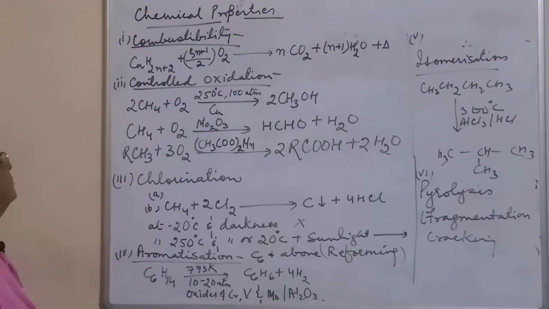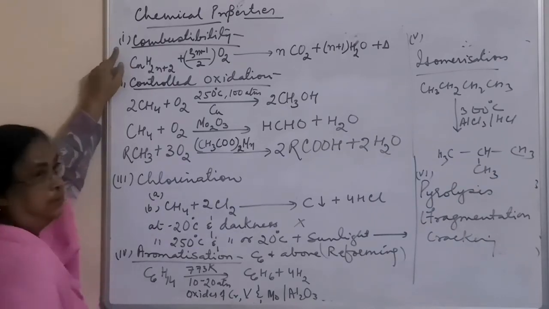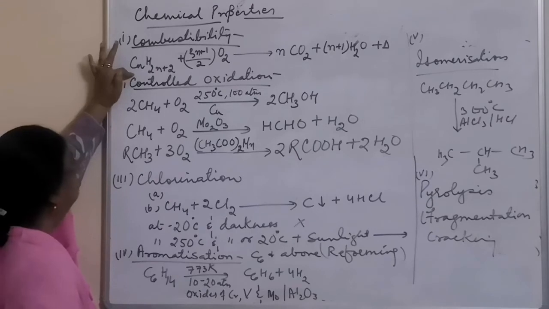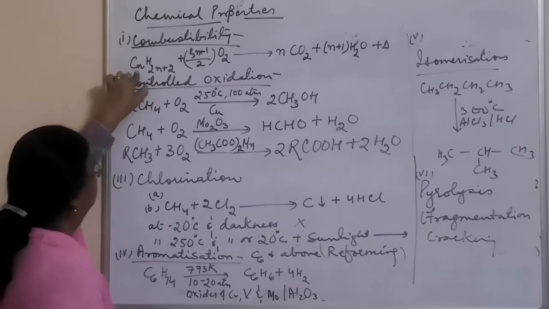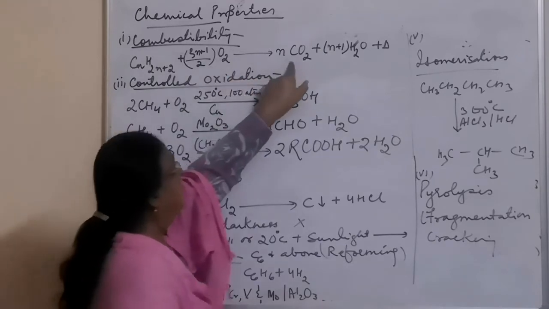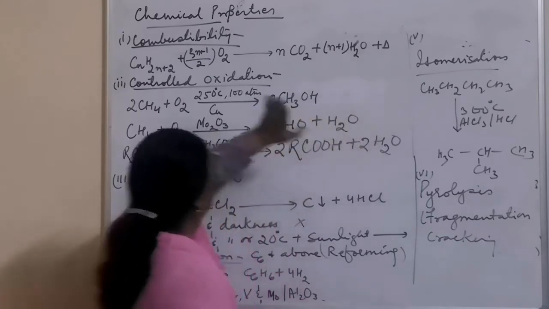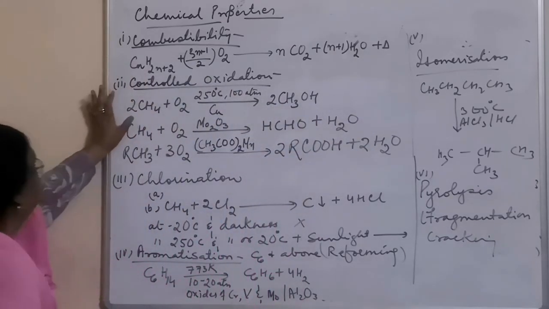Okay, now chemical properties. First is combustibility, burning in the air. Any alkane, lower or higher, in air will form carbon dioxide and water along with heat, an exothermic reaction.